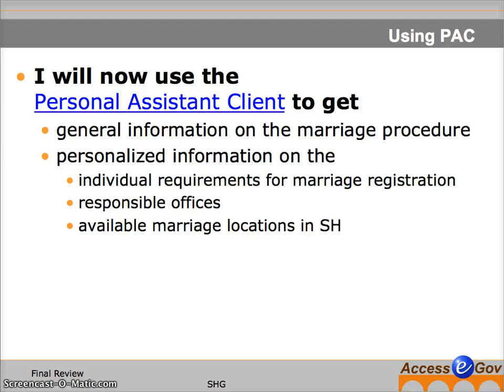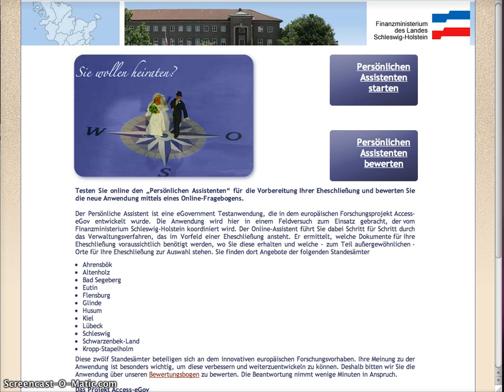So I will use the personal assistant client to get some general information on the marriage procedure, but also personalized information on the individual requirements for the marriage registration, the responsible offices, as well as the available marriage locations in Schleswig-Holstein. While searching for information on marriage on the internet, I find the personal assistant client on the website of the Ministry of Finance Schleswig-Holstein.